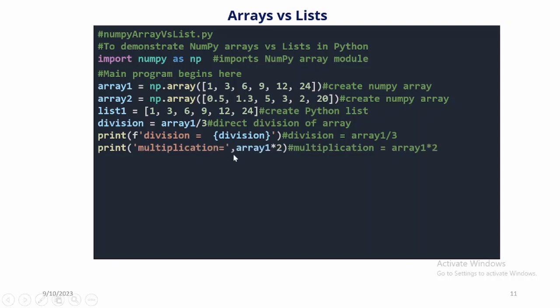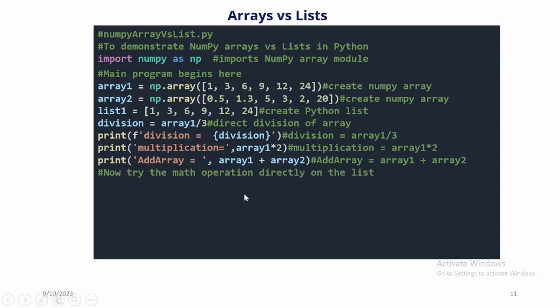We can also do something like a direct multiplication. Array1 star 2, in which every element in array1 is multiplied by 2. So we are going to get 2, 6, 12, 18, 24, 48, something like that. We can do direct addition. Addition of array1 with array2 directly, just like the way you add matrices or vectors, in which case every element of array1 is added to the element of array2 in corresponding positions. So we have 1.5, 4.3, 11, so on and so forth.